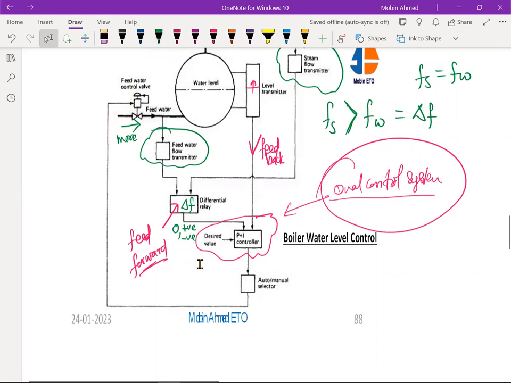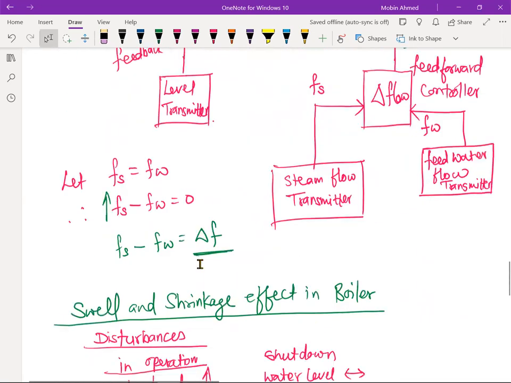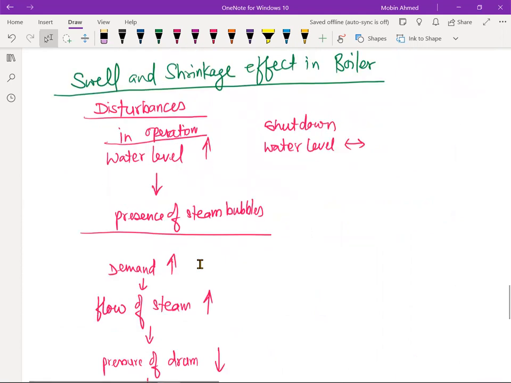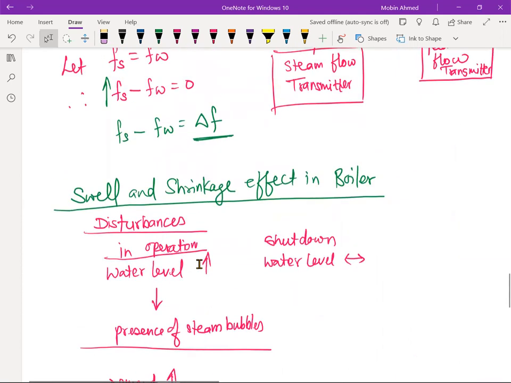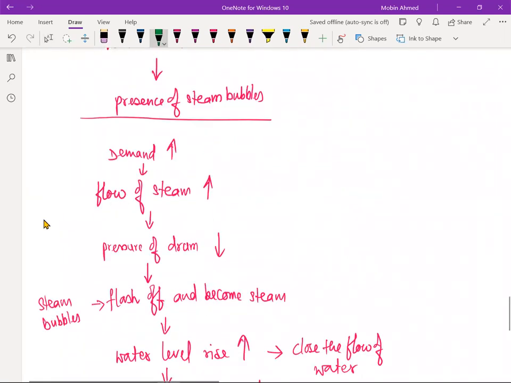So this is known as a swell effect. After every swell effect, there has to be a shrinkage effect. Always remember, if the swell effect has happened in the boiler, thereafter a shrinkage effect will always happen. How is it going to happen? When the demand was more, that time the swell effect happened. Now the demand has come to normal.